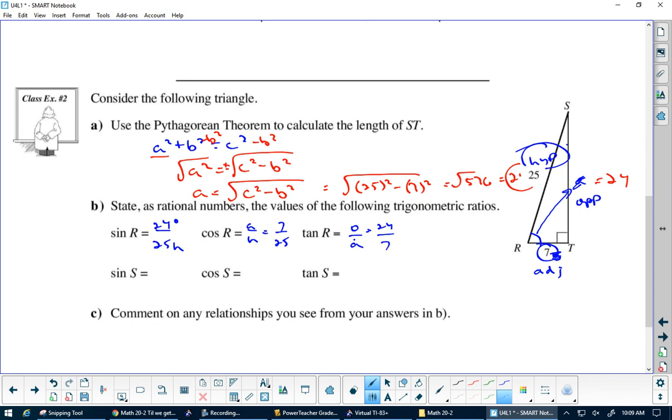Now from angle S, we basically want to get rid of all of this stuff. Let me get my equals 24 there. This was 24, but now I'm doing it from angle S. So this would become my opposite. This is my adjacent, and this is my hypotenuse.